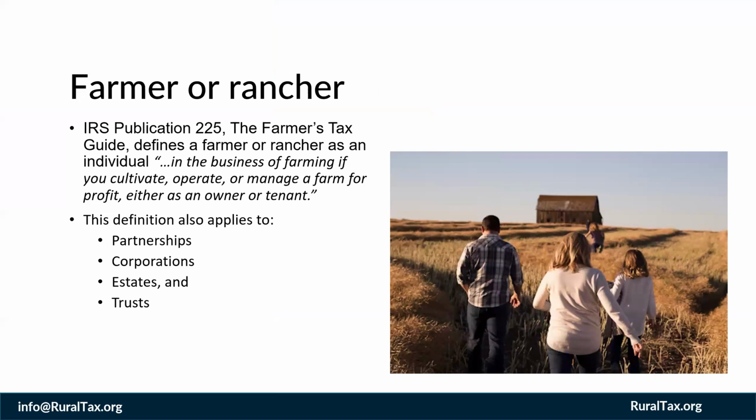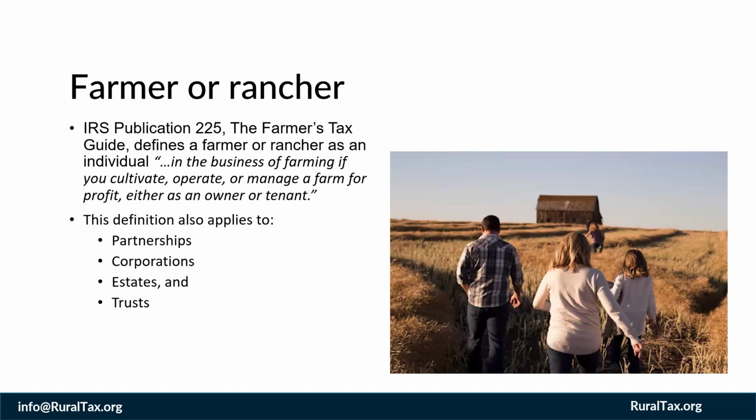So if we look at what a farm is, what farming is, now we look at the people that are engaged in that. That would be farmers or ranchers as a broad term. And in IRS Publication 225, which is the Farmer's Tax Guide, it defines a farmer or rancher as an individual who is in the business of farming. And that is if you cultivate, operate, or manage a farm for profit. Again, that profit motive is there. And you can do that either as an owner or as a tenant. So you could be cash renting some land, or you could be crop sharing some land. And that broadly is who a farmer is.